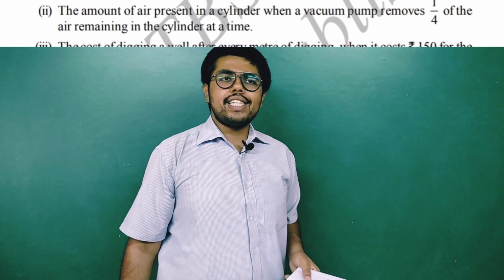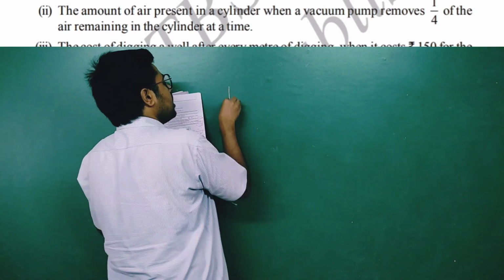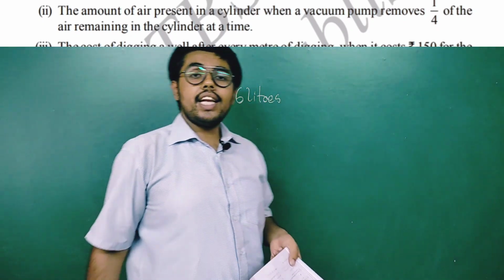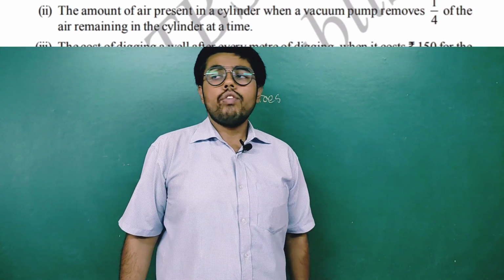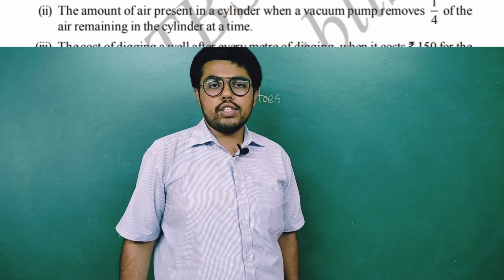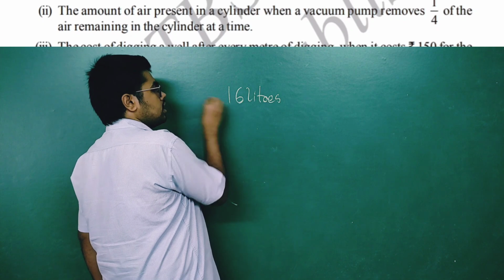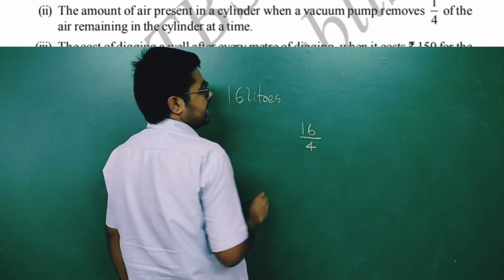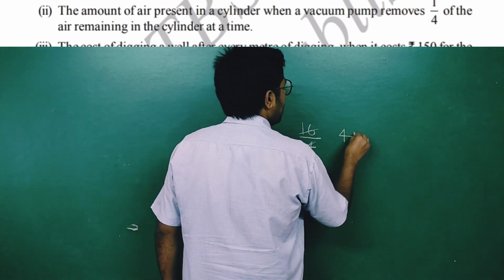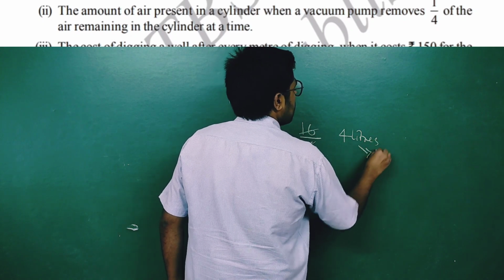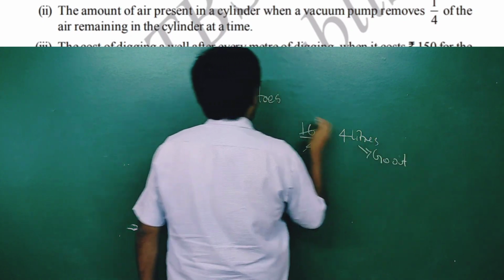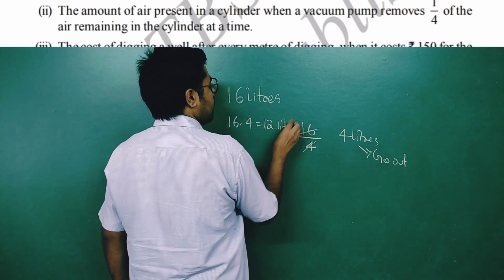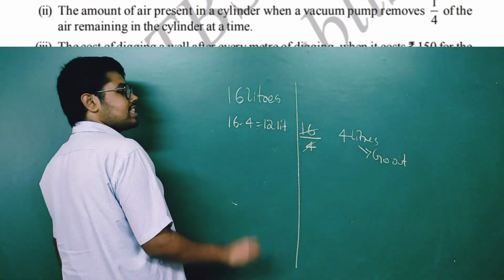So now let me consider it like this. Let me say a cylinder has 16 liters of gas, one example, 16 liters of air in it. Every time you remove, it removes 1/4 of this. The first time I remove, 1/4 of 16 liters is 4, so 4 liters of air is gone out. How much is left? 16 minus 4, it is 12 liters which is left in the cylinder.